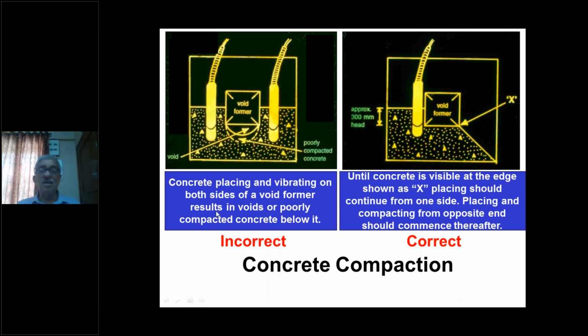The correct and incorrect method, you can see here, this is the incorrect method. If you start dumping concrete from both the sides and vibrate, there will be no air escape. And that will result in honeycomb or big voids and poorly compacted concrete below. Whereas if concrete is placed from one side of the void former till it emerges out at the other side, and then you do the placing here and vibrate, the concrete will come well compacted and there will be no voids.